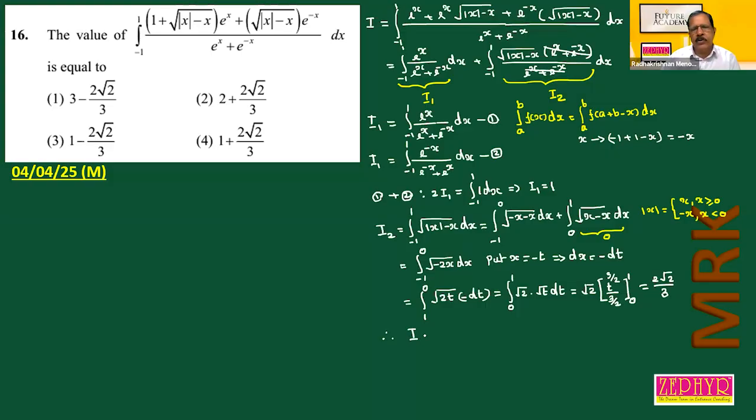Therefore, I equal to I1 plus I2. I1 is 1 plus I2 is 2 root 2 divided by 3. Okay, so answer is option 4. Even though the process is not that difficult, provided you should know the properties very well.